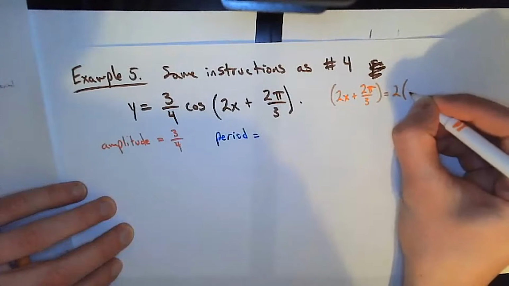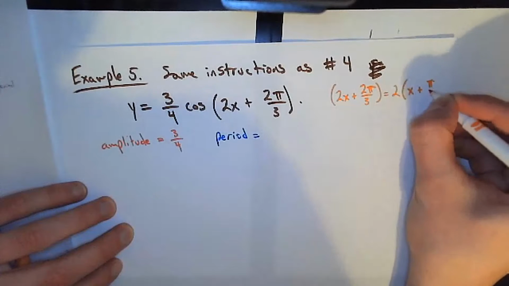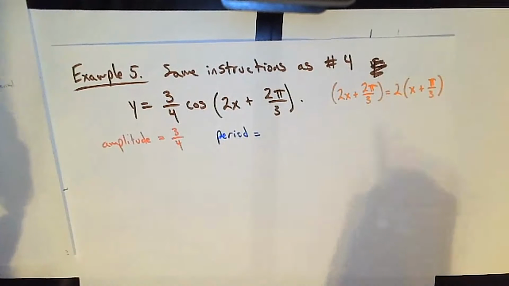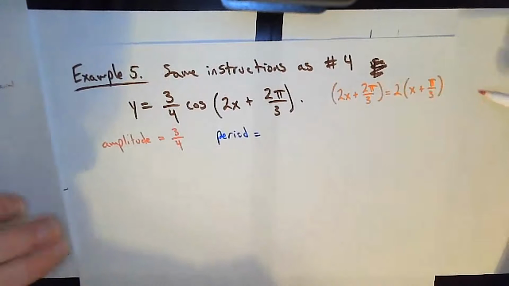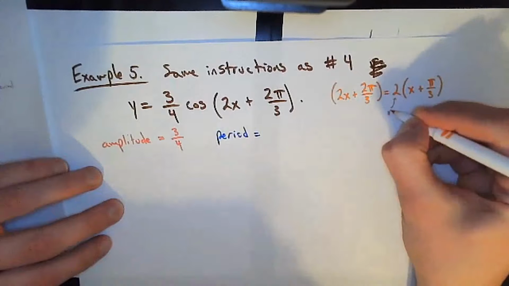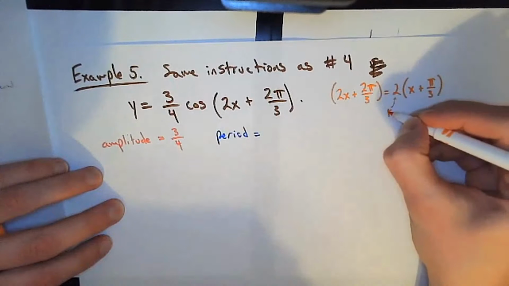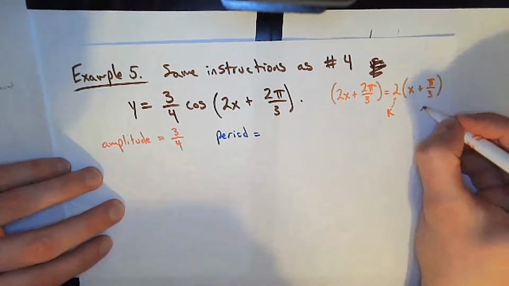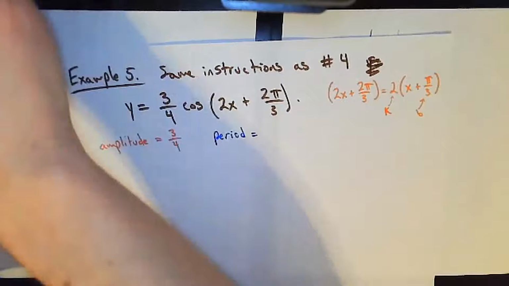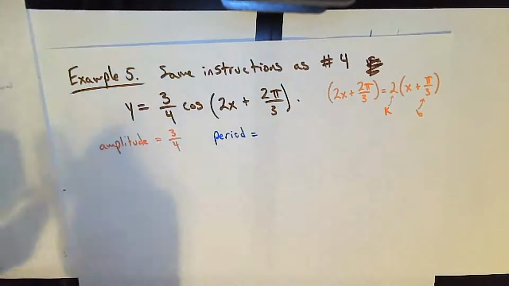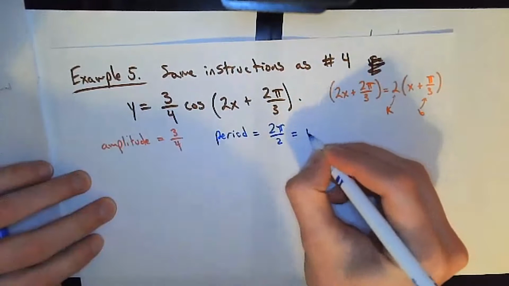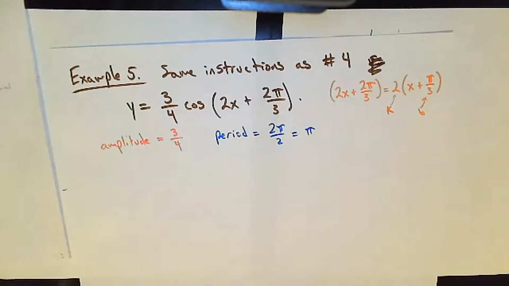Pull the 2 on the outside, x plus pi on 3, no problem. Factor out a greatest common factor there. Cool. So now we see that K is 2, so that's the K value right there if you're looking at that setup that I just pointed out a second ago. And this is the B value. All right. So period then is going to be 2 pi over K, so 2 pi over 2. So period is going to be pi.